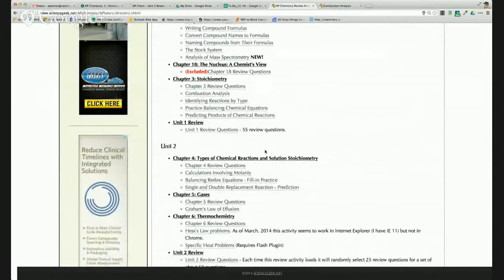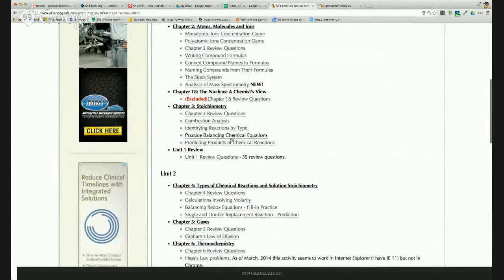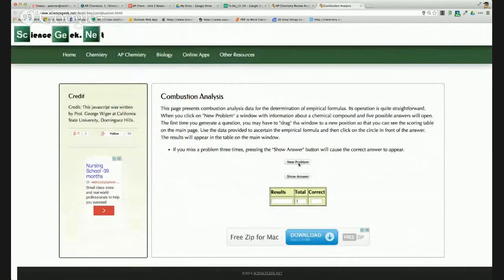You could also do balancing. Anyways, this is a whole stoichiometry thing. So I clicked on combustion analysis, and I got this page, and I clicked on new problem, and I got this problem right here. Now you guys probably can't see that problem. It's a pop-up window, but it's not big enough to show you. So I'm going to share the bamboo, and I'm going to write the problem out for you guys.